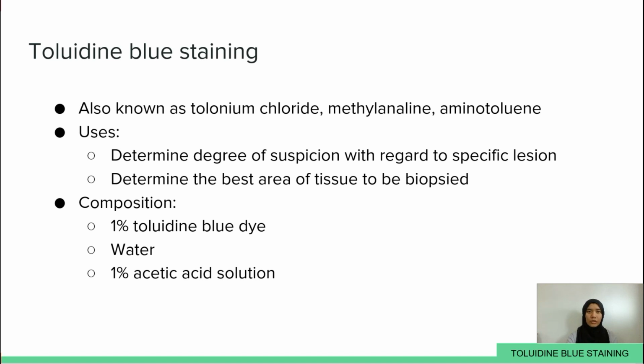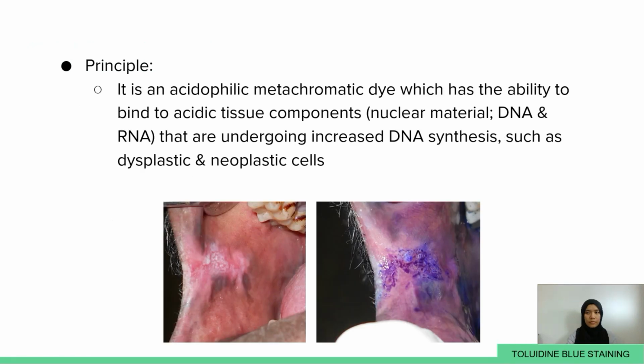It is also known as tolonium chloride, methyl aniline, or aminotoluene. Its use is to determine the degree of suspicion with regard to a specific lesion, and it determines the best area of tissue to be biopsied. Toluidine blue staining consists of 1% toluidine blue dye, water, and 1% acetic acid solution. Moving on to how it works, toluidine blue is an acidophilic metachromatic dye which has the ability to bind to acidic tissue components like nuclear material, DNA, and RNA that are undergoing increased DNA synthesis, such as in dysplastic and neoplastic cells.